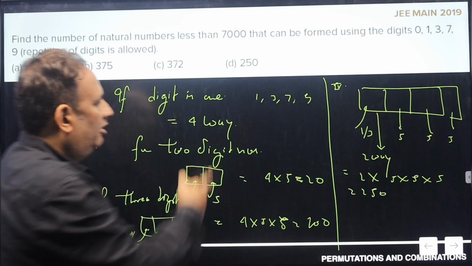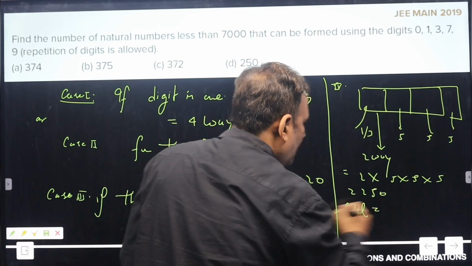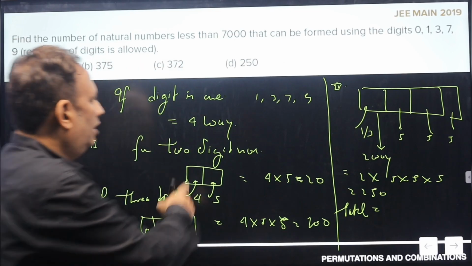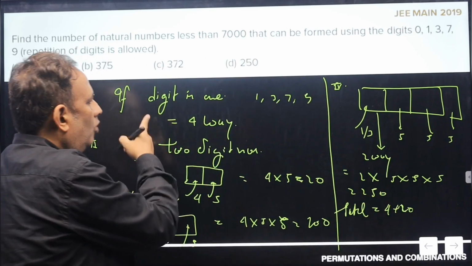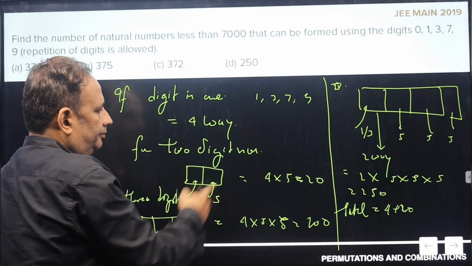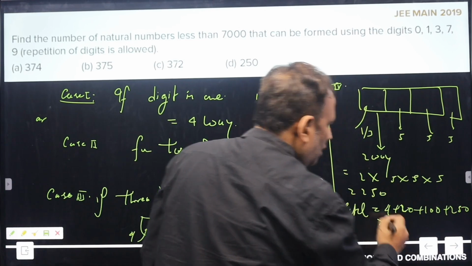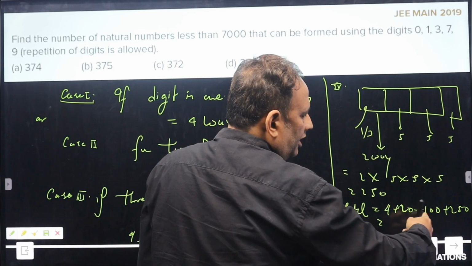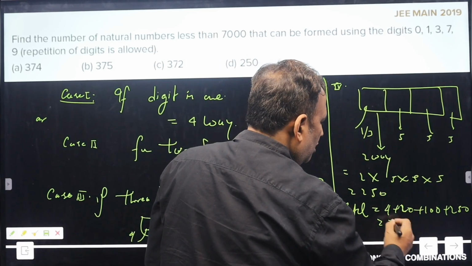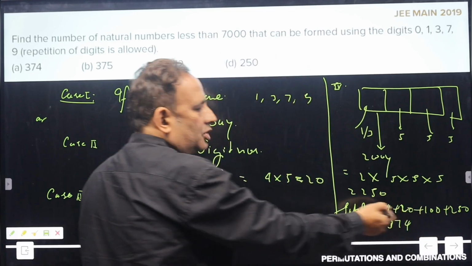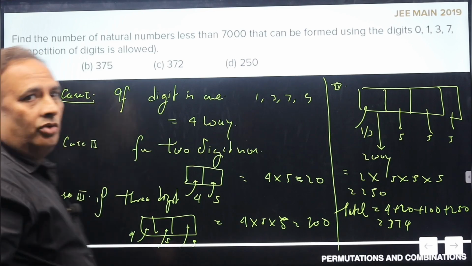Therefore, total number of ways, we have to add all this. So total number of ways are 4 plus 20 plus 100 plus 250. Why are we adding? The sense of OR. 100 plus 250 is 350, and 24, so 374. So the answer is 374. Where is 374? Option A is correct. 374. Okay.